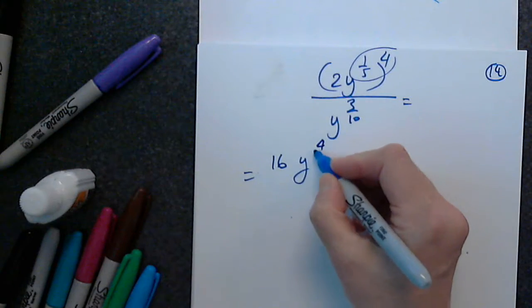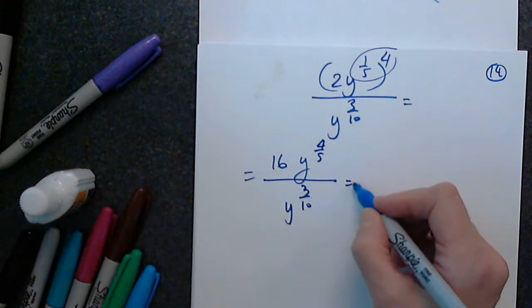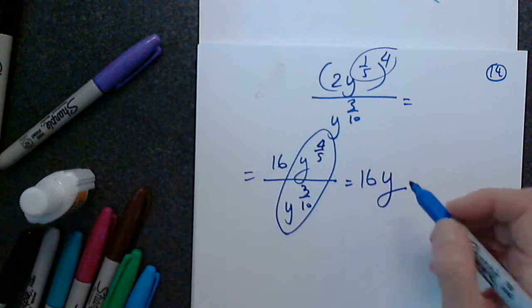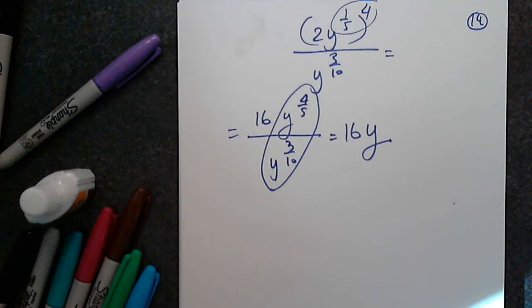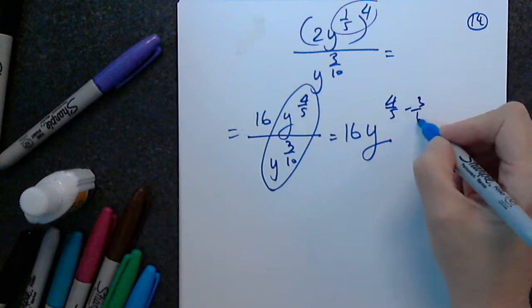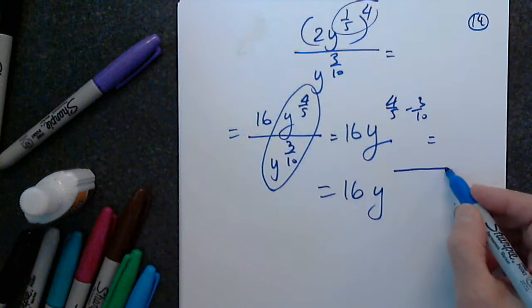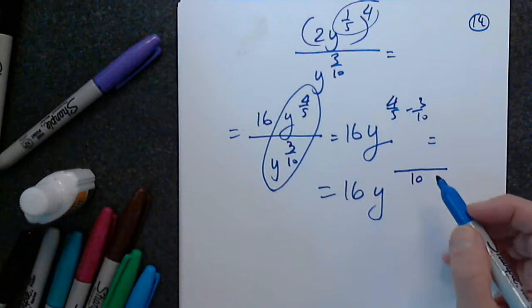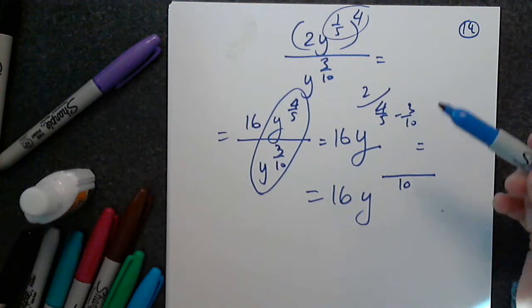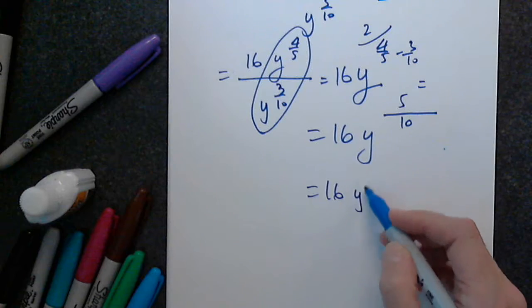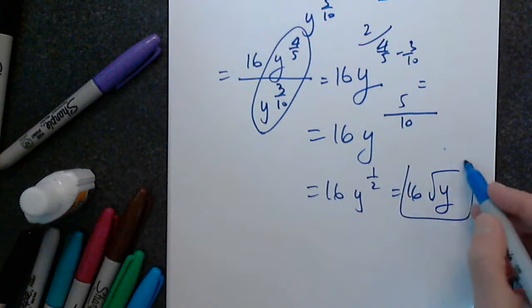Yes. So y to 4/5, thank you, divided by y to 3/10. Now I copy 16. And now I copy the base, and what happens to the exponents? Add, subtract, or multiply? Yes, because we divide. So then 4/5 minus 3/10. What is the least common denominator? 10. Yes. So then we multiply this by? Very good. 2 times 4 is 8. 8 minus 3 is 5. So this is 16 y to 1/2, or 16 the square root of y, of course.